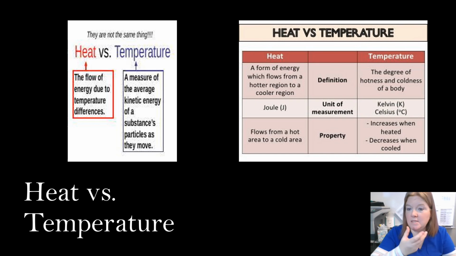Okay, as we heat something up, the particles move faster, the temperature increases. And temperature is measured in Kelvin or in Celsius.